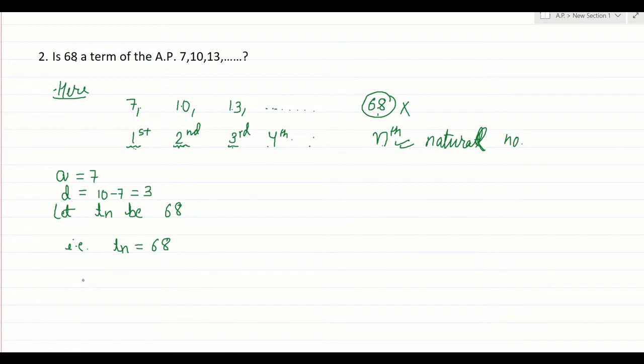Now let's put in the formula of Tn. We know the formula for Tn is a plus (n minus 1) d, and on the right-hand side 68 is copied. The first term a is known to us, 7, plus n, which we need to calculate, minus 1, d. Is d known to us? Of course, it is 3, equal to 68, isn't it? Now let's simplify this one.